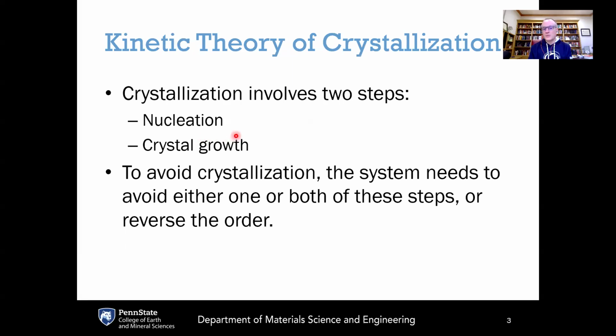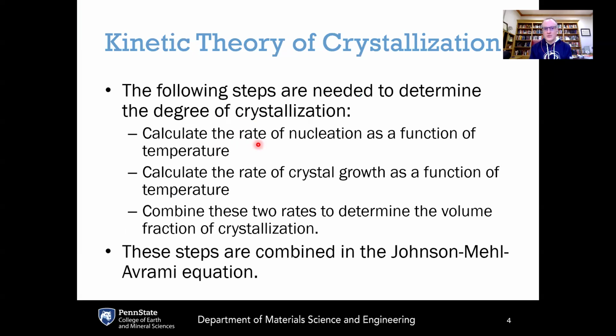So if we want to avoid crystallization, the system needs to avoid either one of these steps or reverse the order of the steps. On the other hand, if we are trying to develop crystals and grow crystals in a controlled fashion, then we want to control the nucleation rates and the crystal growth rates. But the key is that it's a two-step process and it has to occur in order. First nucleation followed by crystal growth.